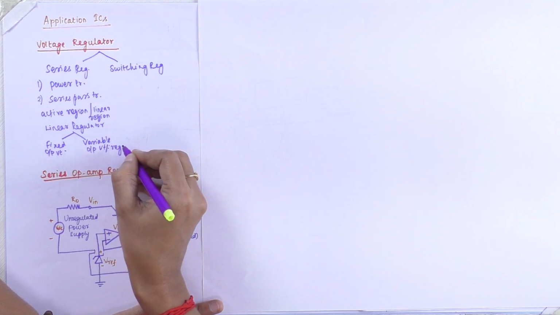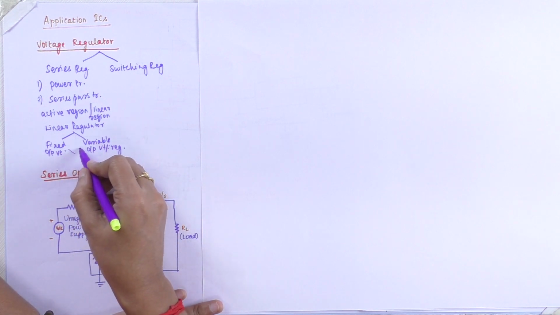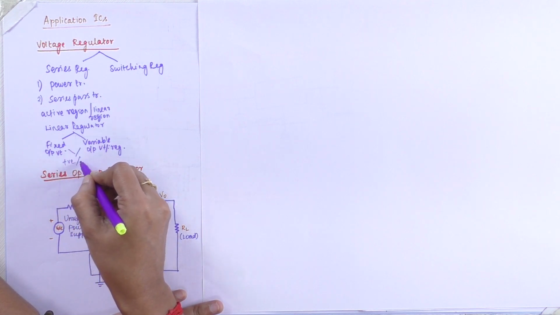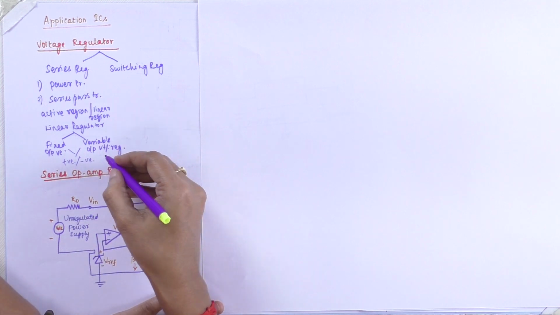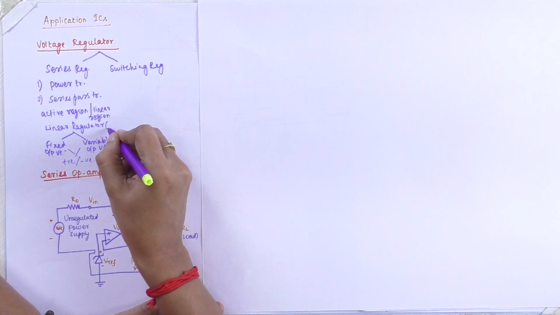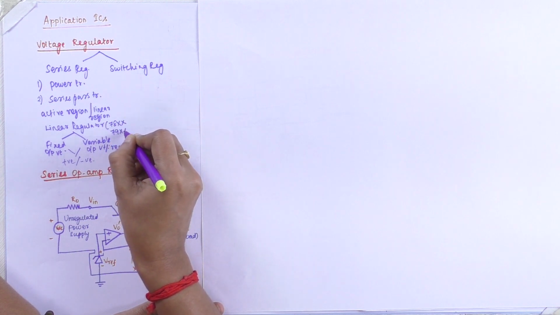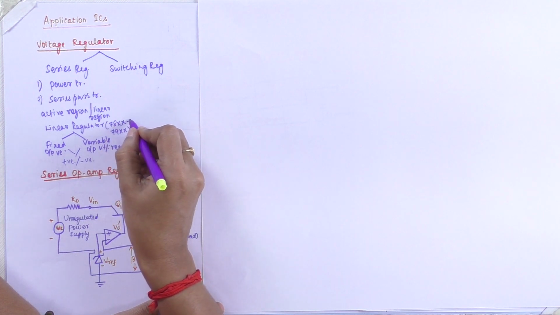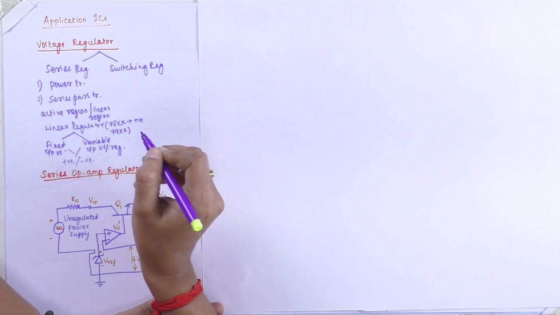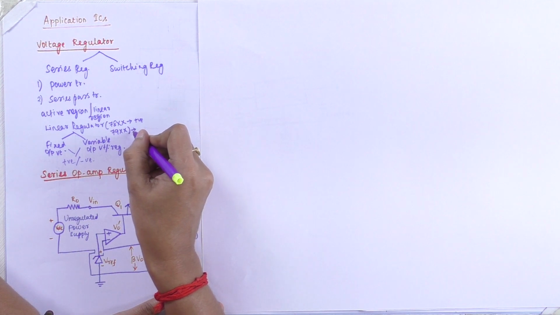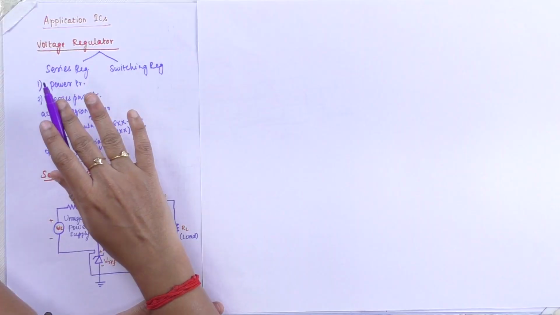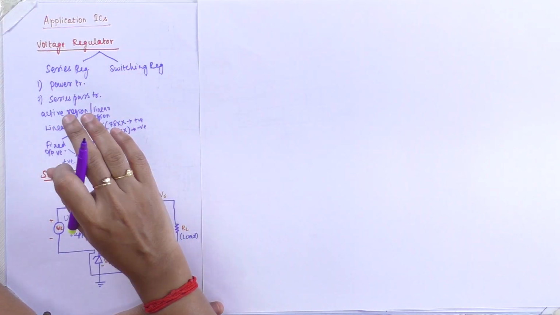Both the fixed and the variable types are available for positive and negative voltages. For example, we can use these linear voltage regulators in the series of 78XX and 79XX. The 78XX represents the positive voltage regulators, and the 79XX is for the negative voltage regulators. Later we are going to see the 78XX series and the 79XX series. So these are the points that come under the series regulator.